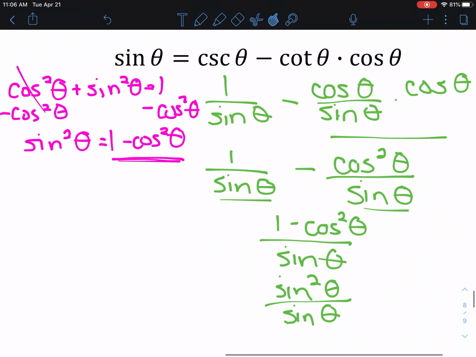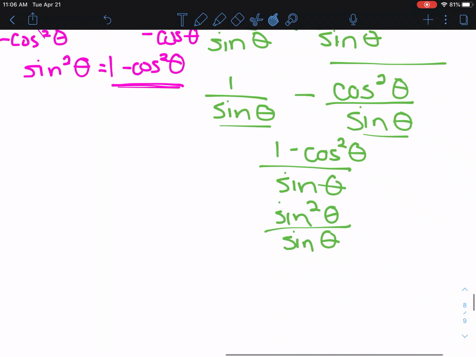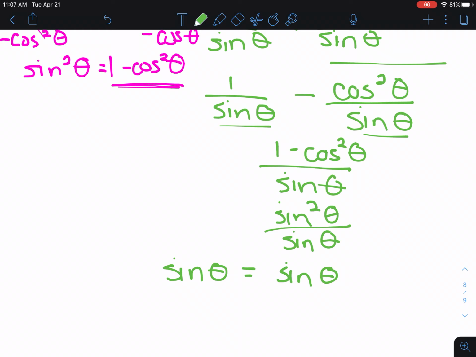Well, that's pretty good because I've got sine squared theta and a sine. Remember, sine squared theta is sine theta times sine theta. So one of the sine thetas is going to cancel out, and we're left with sine of theta. That's what I wanted on the left. I wanted this to equal sine of theta. So there's my final line, and I've just done another proof.